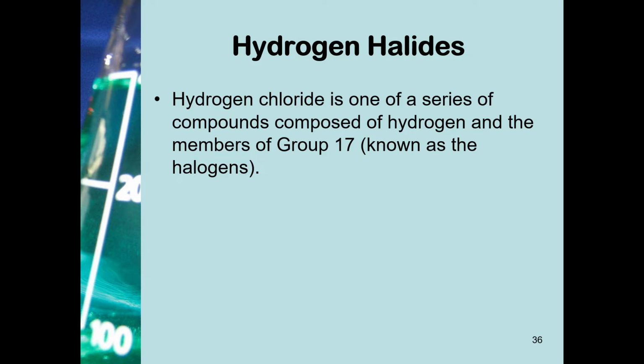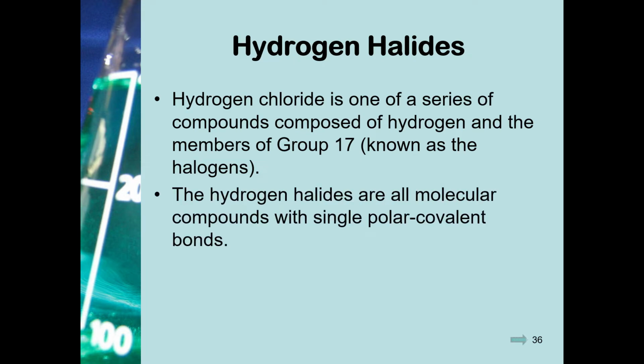The hydrogen halides, such as hydrogen chloride, are composed of a hydrogen that's bonded to one of the elements from group 17. Remember, group 17 is known as the halogens. And so we have fluorine, chlorine, bromine, and iodine as examples of that. And hydrogen halides are all molecular compounds with a single polar covalent bond. So these look like they should be substances that could ionize when placed in water.